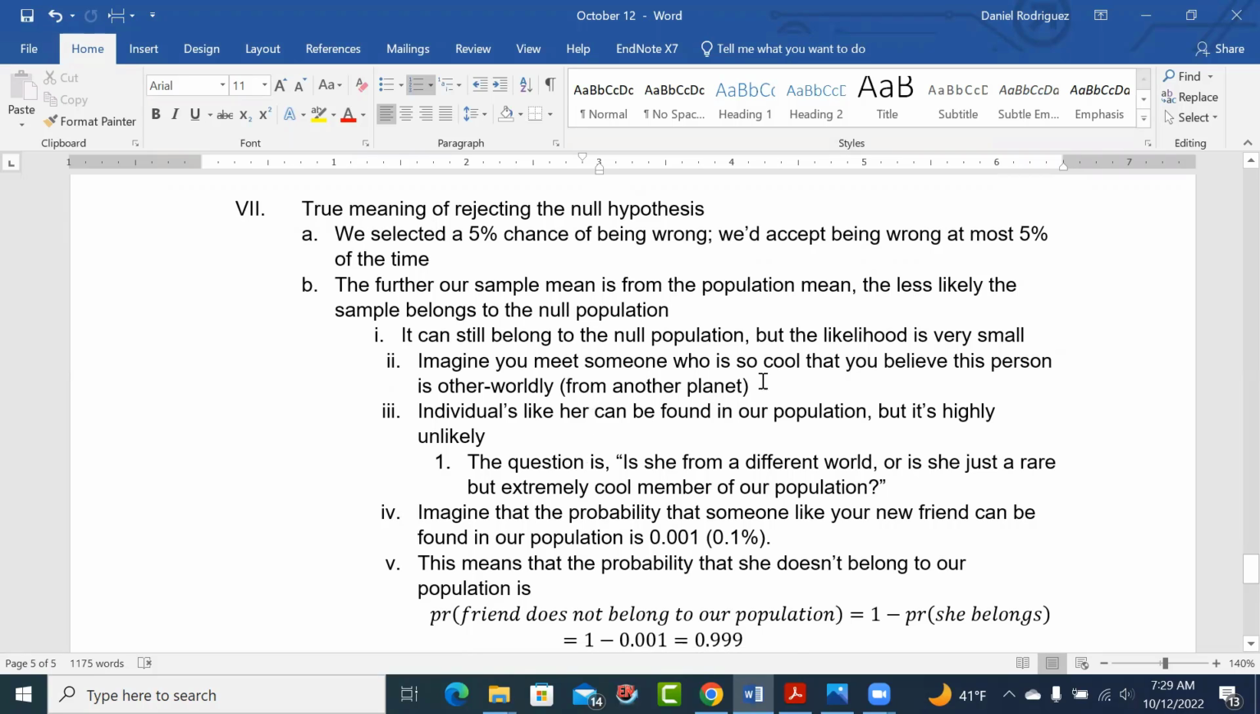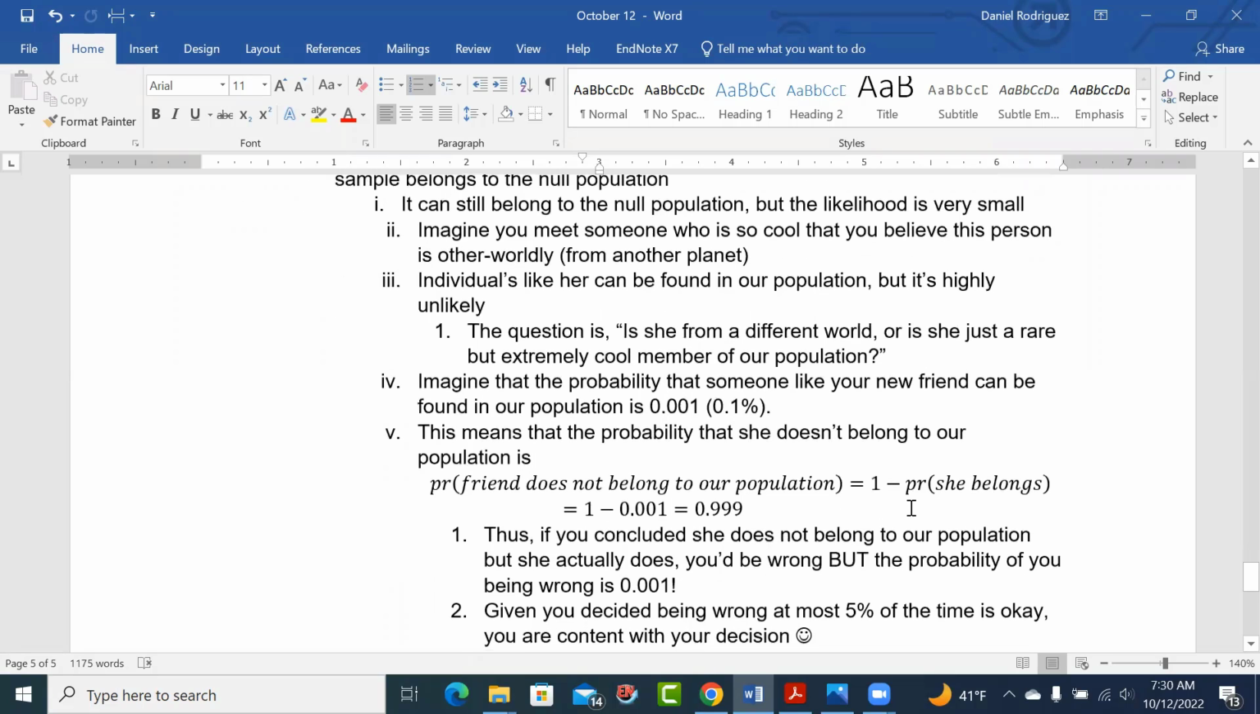Imagine that you meet someone who is so cool that you believe this person is otherworldly or comes from another planet. Individuals like her can be found in our population, but it's very, very unlikely. The question is, is she from a different world, or is she just a rare but extremely cool member of our population? Think about your coolest friend. Wow, is this person actually real?